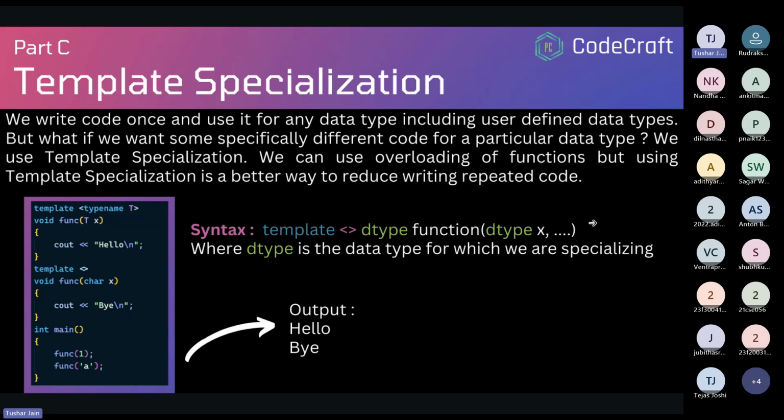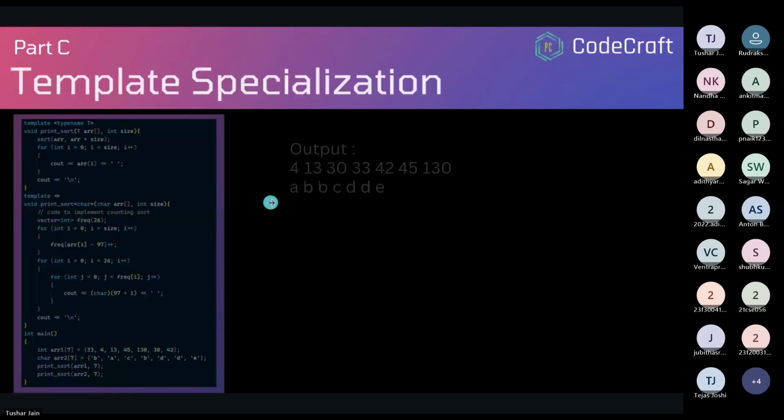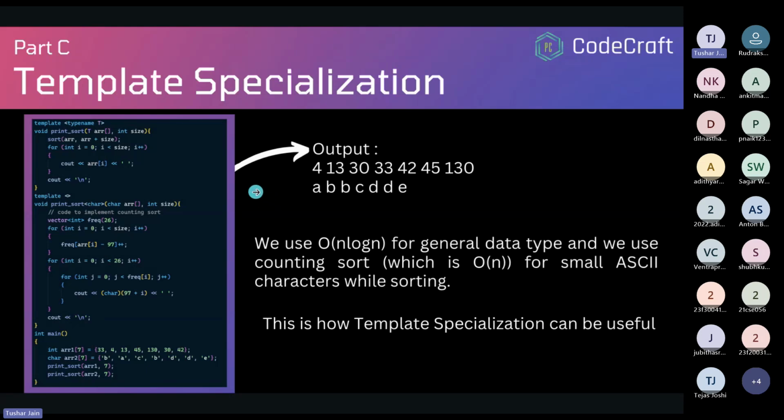Now, this can be helpful in some of the cases, and I have specified the case in the next slide. So let's say I'm writing a template to sort the array. So this is printing the sort. So again, template array and int size, which represents the size of the array.